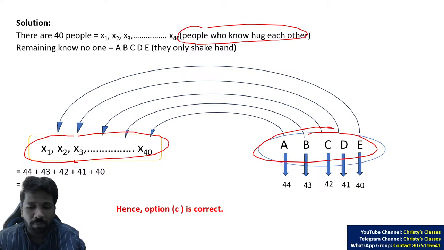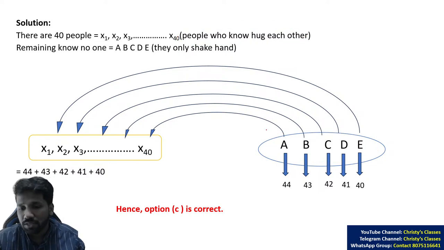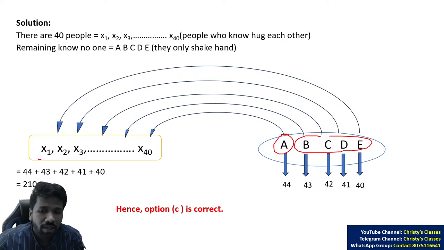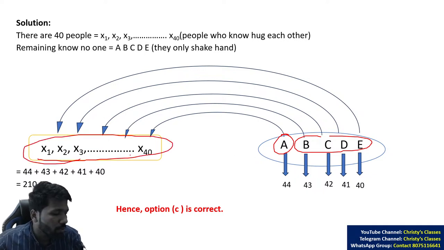I will start from the perspective of A. The person A doesn't know B, C, D, E, so A will handshake with B, C, D, E. A doesn't know X1, X2, X3, up to X40 also, so they will handshake with those 40 people also. So 40 plus 4, 44 people A will handshake.